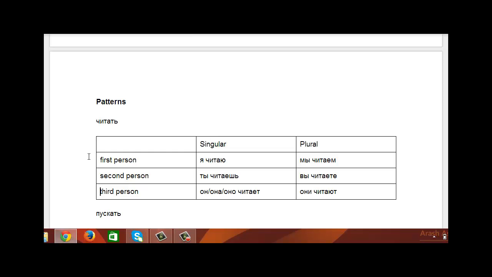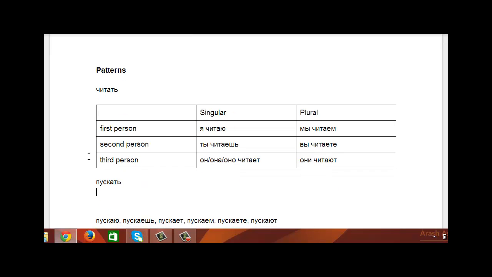So what will it be? Я пускаю. Ты пускаешь. Он пускает. Мы пускаем. Вы пускаете. Они пускают. That's our first pattern.